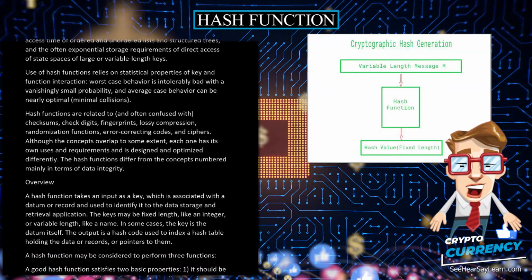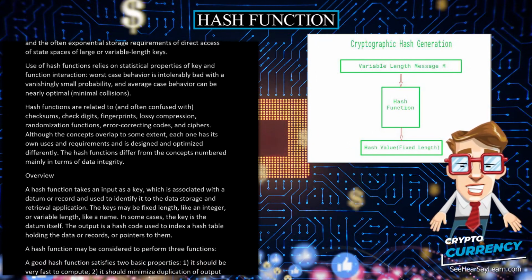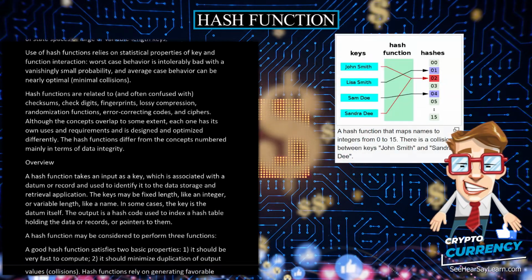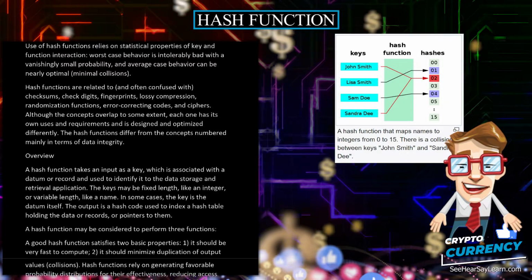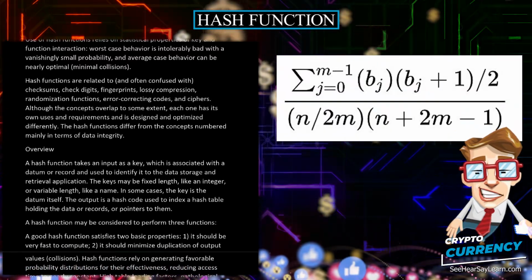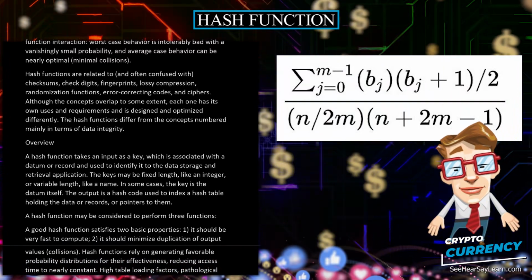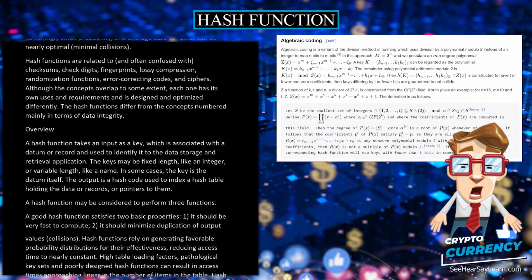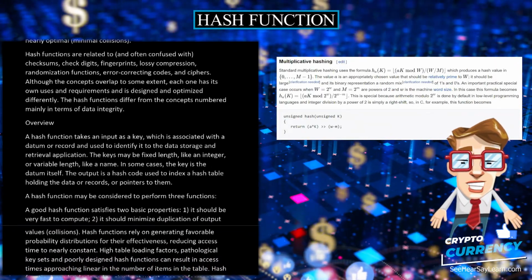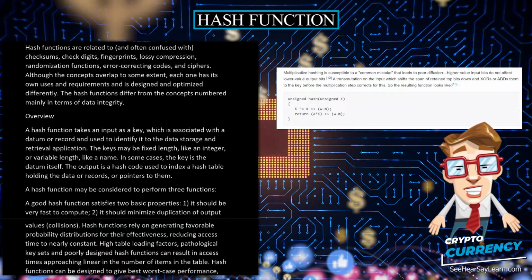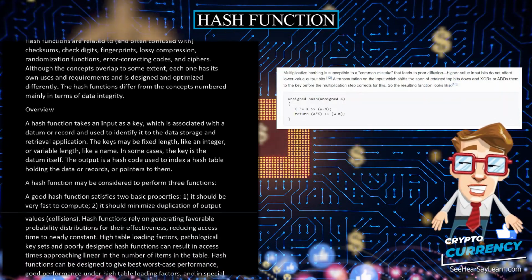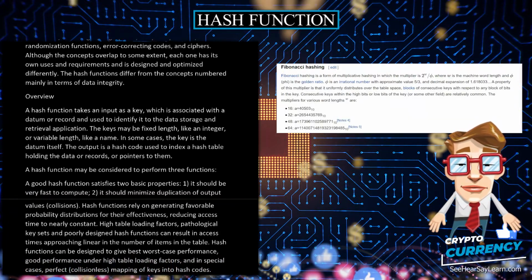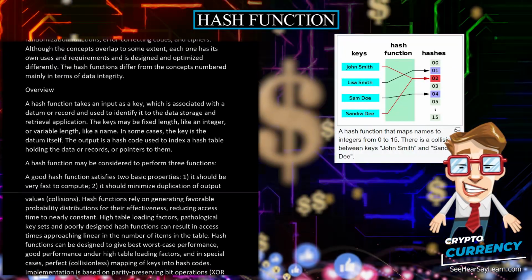Use of hash functions relies on statistical properties of key and function interaction. Worst case behavior is intolerably bad with a vanishingly small probability, and average case behavior can be nearly optimal, minimal collisions. Hash functions are related to, and often confused with, checksums, check digits, fingerprints, lossy compression, randomization functions, error correcting codes, and ciphers. Although the concepts overlap to some extent, each one has its own uses and requirements and is designed and optimized differently. The hash functions differ from the concepts mentioned mainly in terms of data integrity.